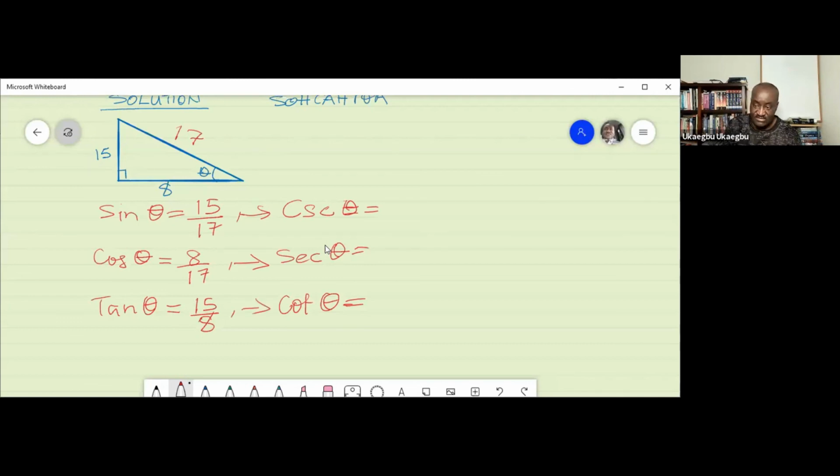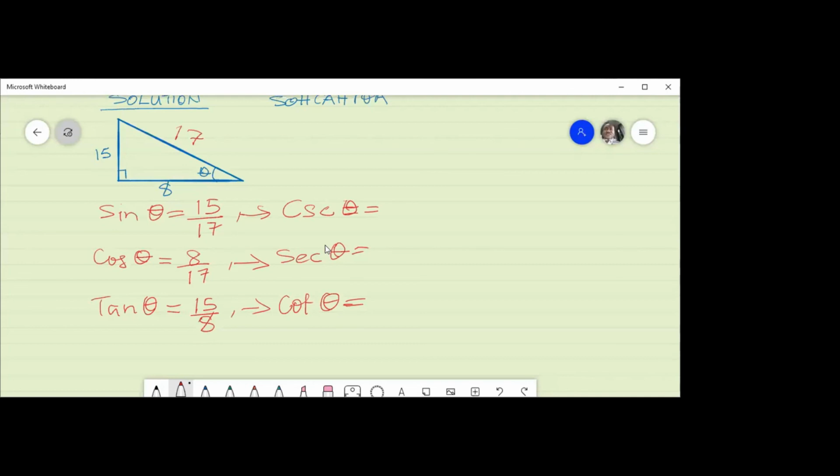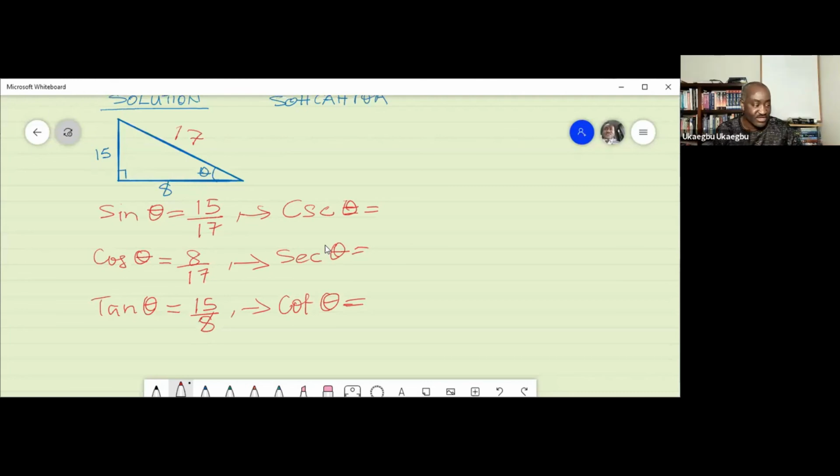And you score 100. That's why I like mathematics. You get something right, you score 100. Nobody will take away any point from you. No sentiment attached. So this is how to use one trig ratio to determine the other trig ratios.